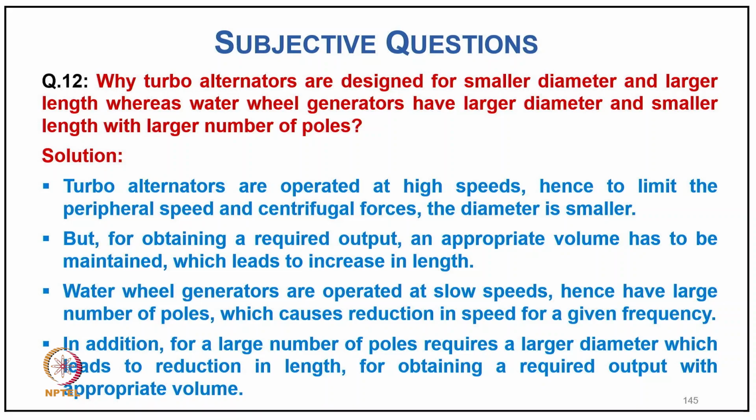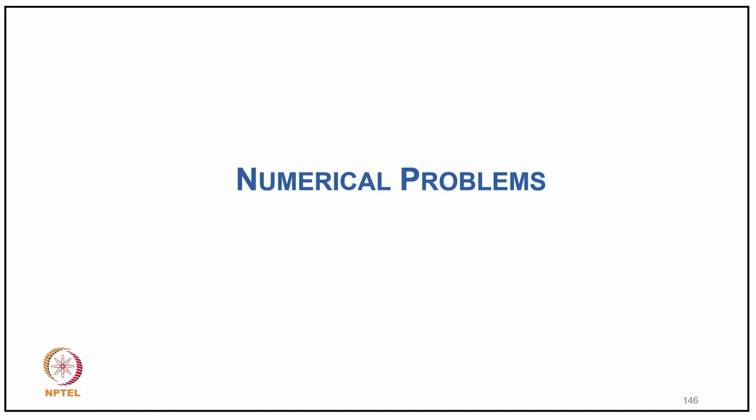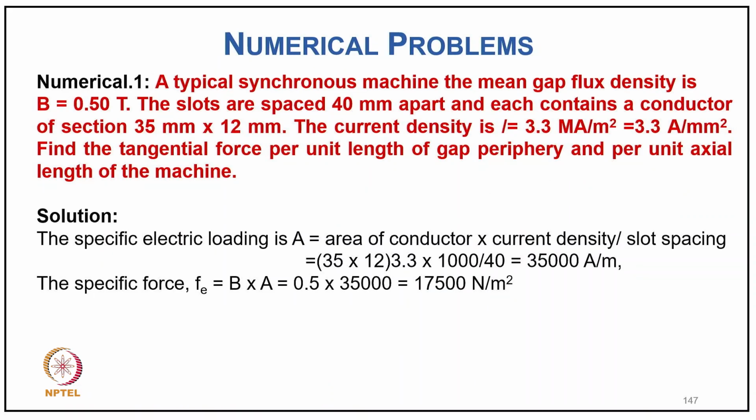is operated at high speed, hence to limit the peripheral centrifugal force, the diameter is limited, but in obtaining the required output, an appropriate value has to be maintained. It leads to an increase in length. The water wheel generators are operated at low speed, hence a large number of poles, which causes the reduction in speed. In addition, a large number of poles requires a large diameter, which leads to a reduction in length for obtaining the required output. Now coming to the numerical problem.